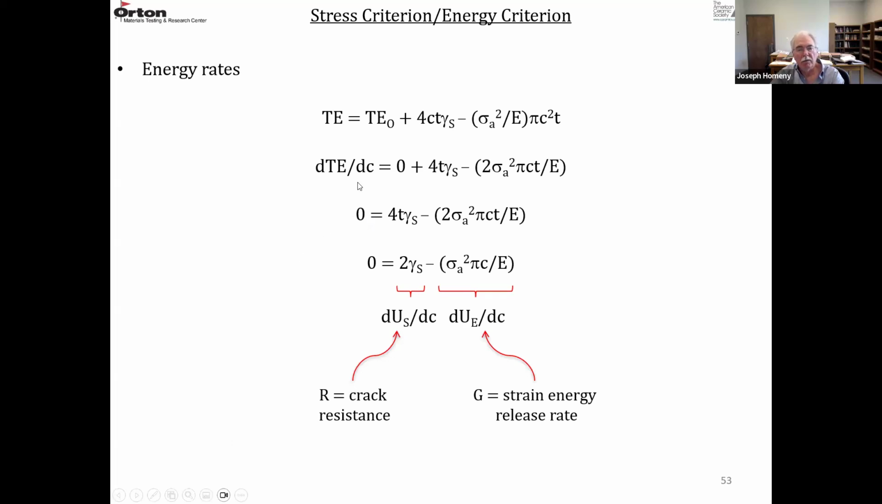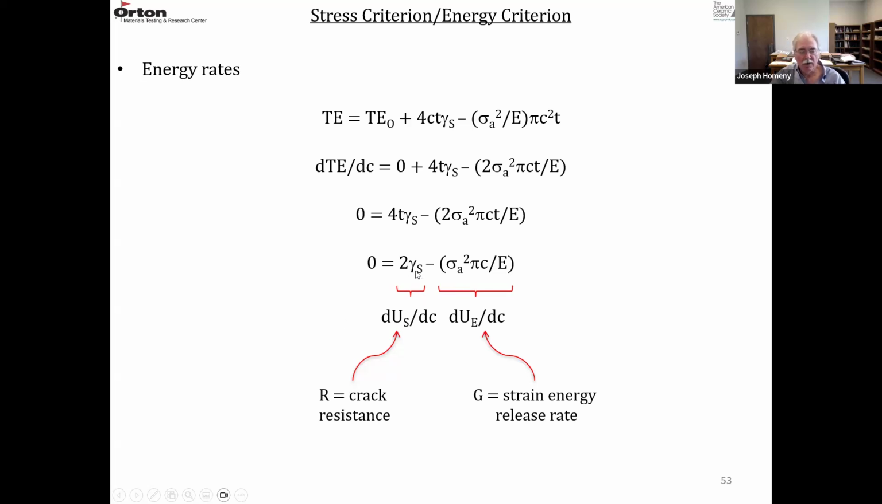And one other thing we want to get out of this equation: we started out with this equation, we took the derivative, and it is basically 0, setting it equal to 0, and then eliminating the 2, and the 4 becomes a 2 here. 0 equals 2γS. We also eliminate the thickness T, minus σA squared πC over E. I don't know why I'm calling sigma gamma today.